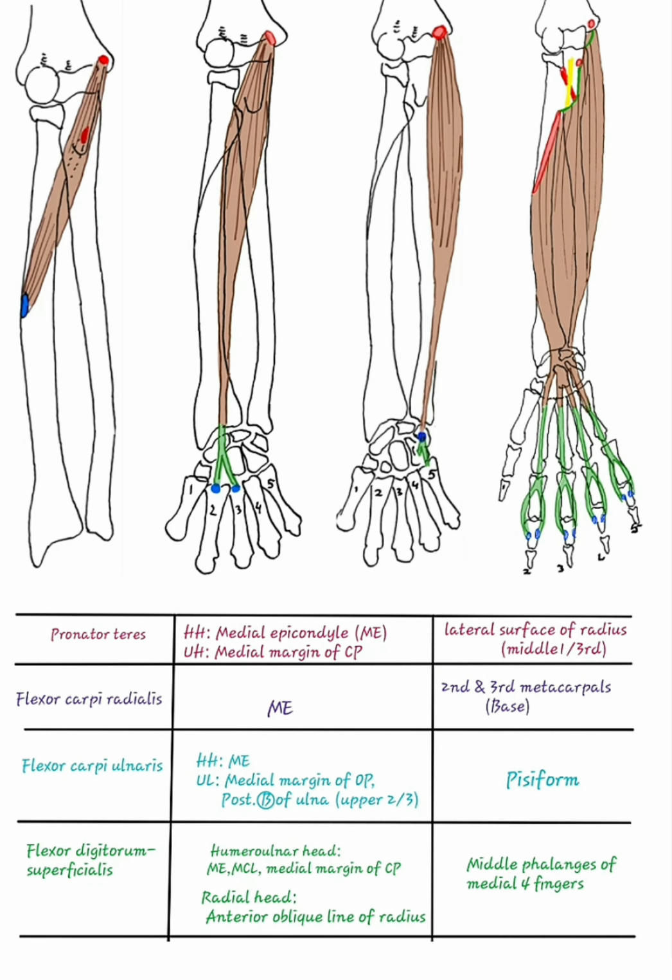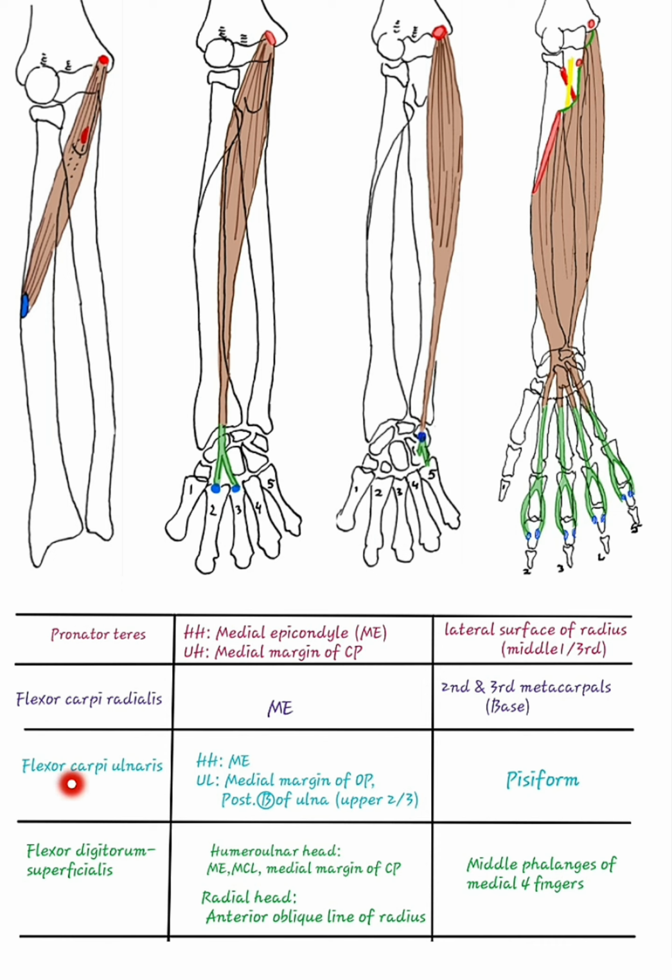Out of the 5 muscles, 3 muscles arise by 2 heads: pronator teres, flexor carpi ulnaris, flexor digitorum superficialis. Whereas flexor carpi radialis and palmaris longus arise by only 1 head. Pronator teres arises by 2 heads, humeral head or superficial head, ulnar head or deep head. Humeral head, medial epicondyle, ulnar head, medial margin of coronoid process. Insertion, lateral surface of radius, middle 1/3. Flexor carpi radialis arises from medial epicondyle, insertion, base of second and third metacarpals.